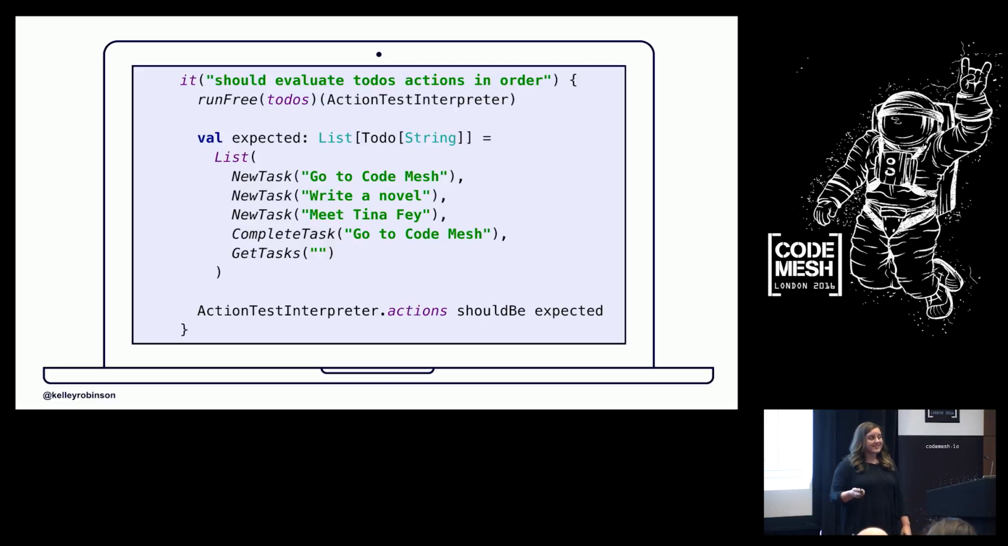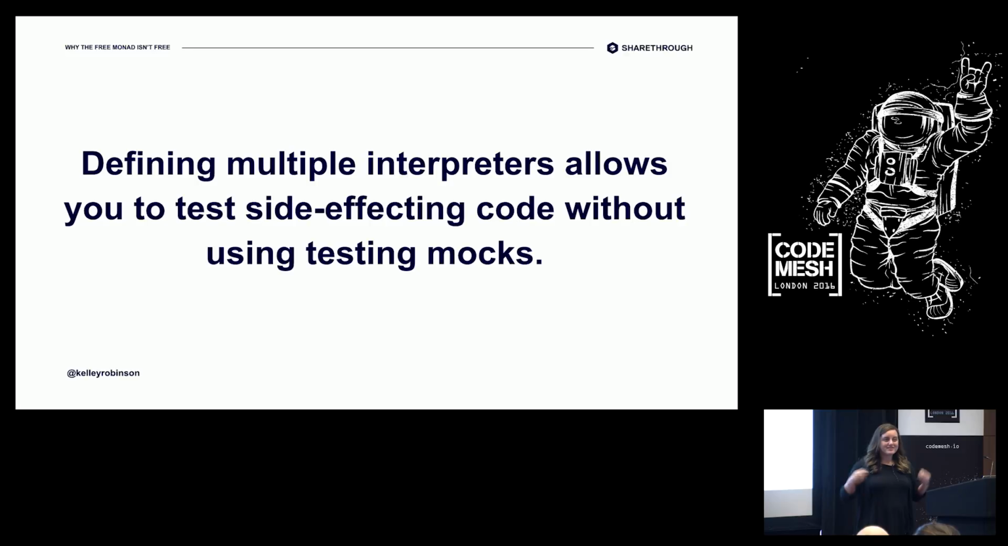And the useful thing, like I said, is because your production interpreters are probably going to be calling a database or doing something side effecty. And so the good thing about testing with free monads is you can define special interpreters that can bypass all of those side effects and test your expectations about the actions of the code without ever having to hit that or use any kind of testing mocks.